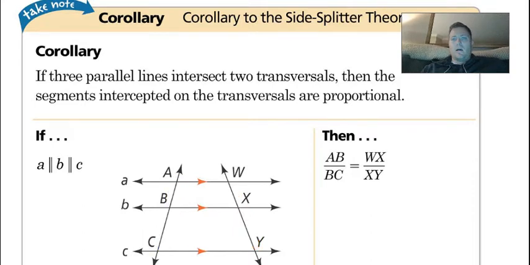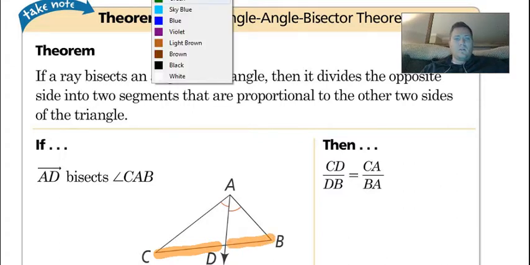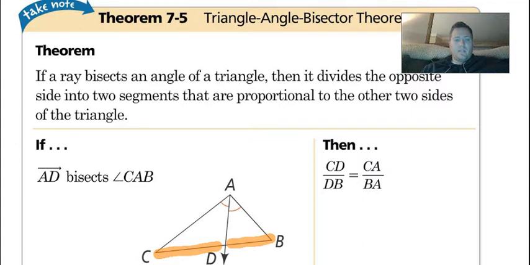And then my last one right here is the same type of thing, except this time we have an angle bisector. So if we have a ray and if it is bisected, divided into two parts, then we know that the different sides are going to be proportional. So we know that CD right here is going to be proportional to DB, and we can also say that this CA right here is going to be proportional to BA. Those different sides are going to be proportional, and so we can set up a proportion right here.